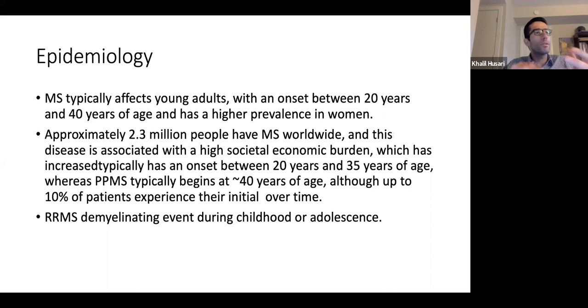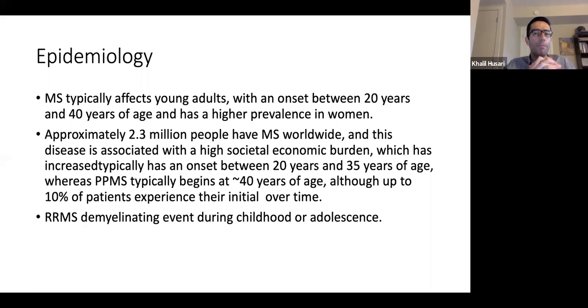Why is multiple sclerosis so important? Because it affects young people, right? And since it affects young people, it has a huge economic and socioeconomic burden on the population. It usually hits people between the ages of 20 and 40, so you are at the peak of your career, getting married, having relationships, and so on, and then the disease onset hits you. So that's why it has a big burden, right? It has a little bit higher prevalence in women compared to men.